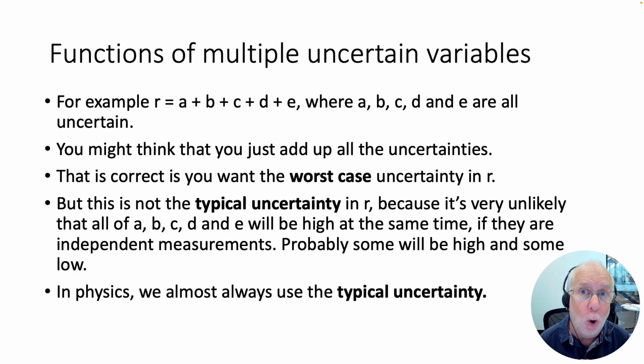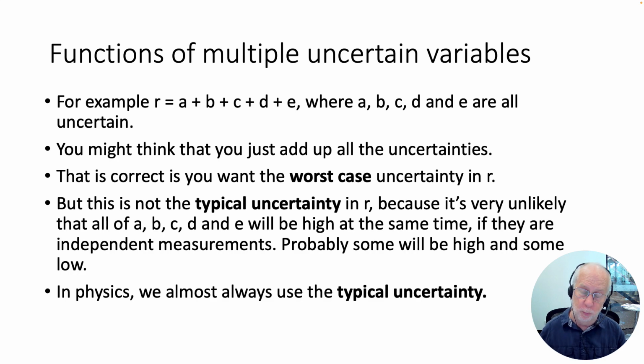Okay, now we're going to talk about what happens if you have multiple measurements, each with uncertainties, and you're trying to work out something using all of them. And this is a bit more complicated, particularly philosophically. So for example, let's say you've got 5 different measurements, A, B, C, D, and E, and they're all uncertain, and you want to know what R is, which is just A plus B plus C plus D plus E.